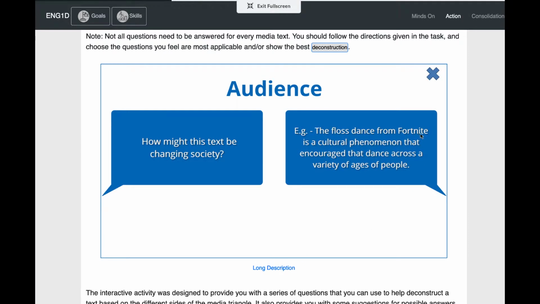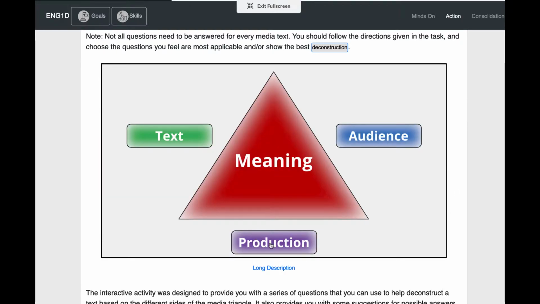So they give an example. The floss dance from Fortnite is a cultural phenomenon that encouraged that dance across a variety of ages of people. So you can look at any media and see whether that has influenced either your group of friends, your community, or your entire culture. And you click this X to get out of that.